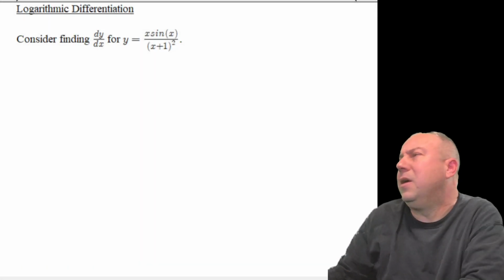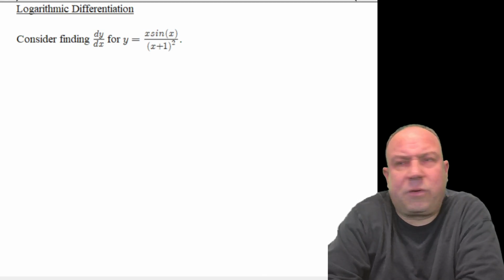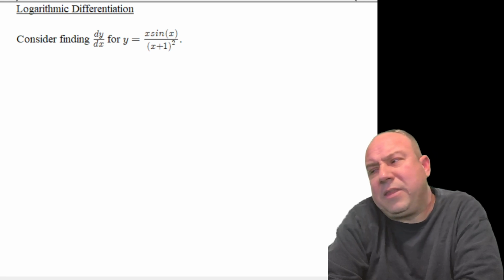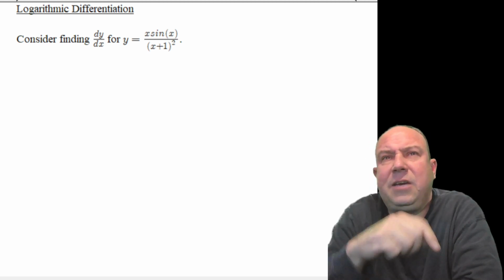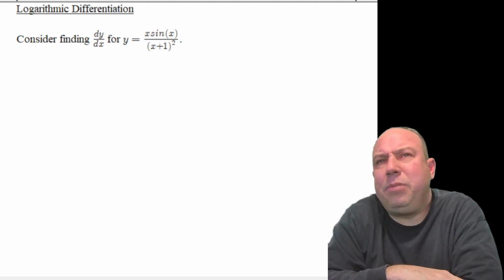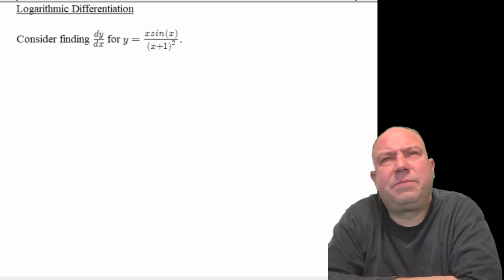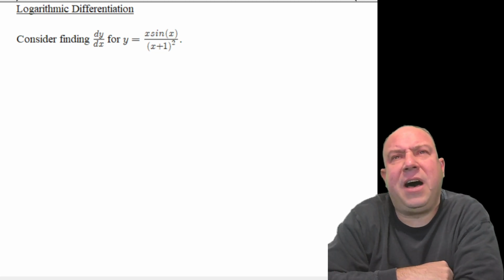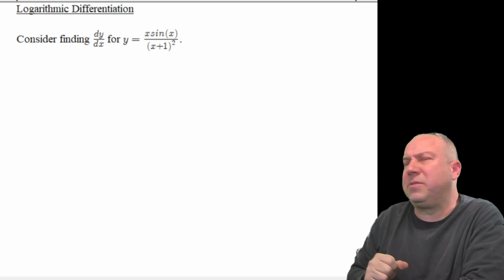A technique that might work well for us is what we're going to see in this set of notes. So let me bring this up. What we're talking about is what's called logarithmic differentiation. It's a really powerful technique we can use to find derivatives when we're looking at complex functions, functions that are complex combinations of other functions.